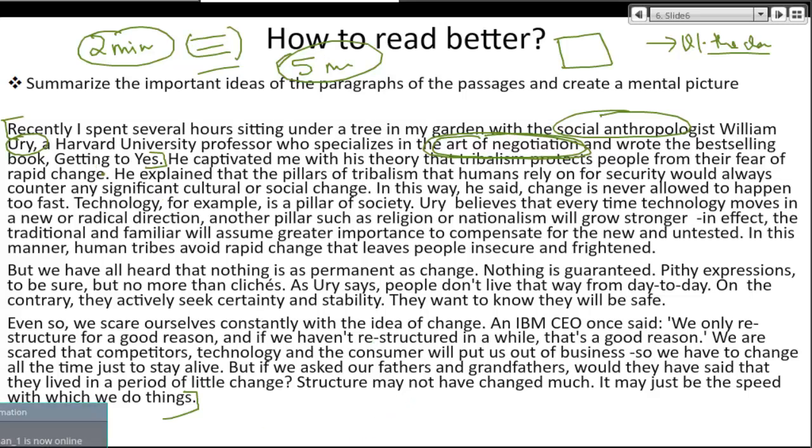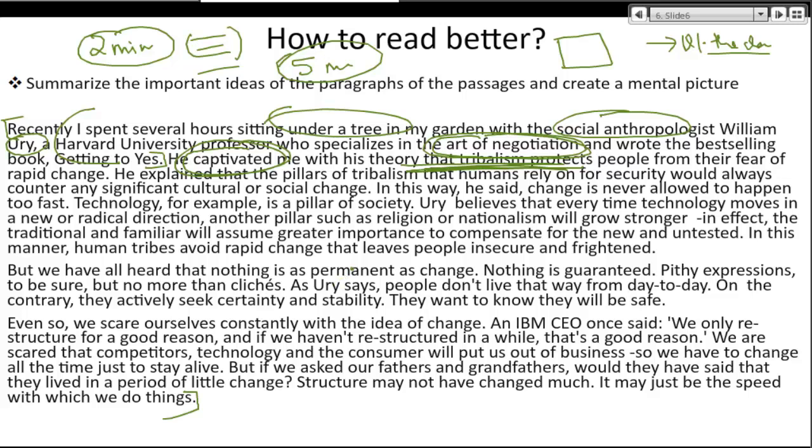Now look at this paragraph here. It came in one of the CAT RCs. It says, recently I spent hours sitting under a tree with an anthropologist who wrote something. Fine, you spend time with someone, that's fine. That is not the critical idea here. He captivated me with the theory that tribalism protects people from something. So the author was captivated by something. This is more important than how the author spent time, whether he was sitting under a mango tree or a banana tree. That is what we mean by spotting the critical ideas and ignoring all the other nonsense going on in the passage.